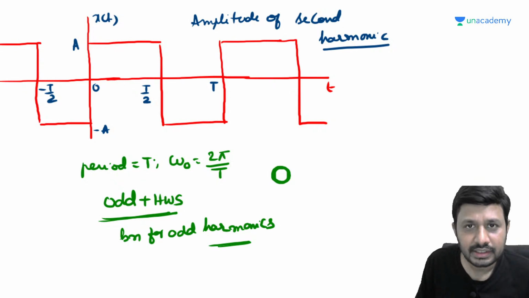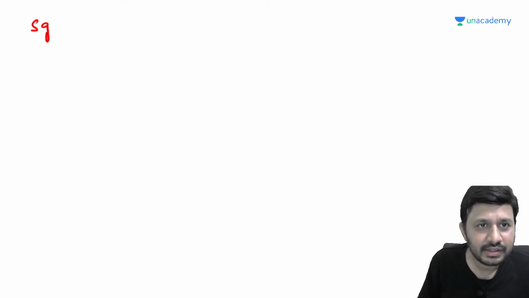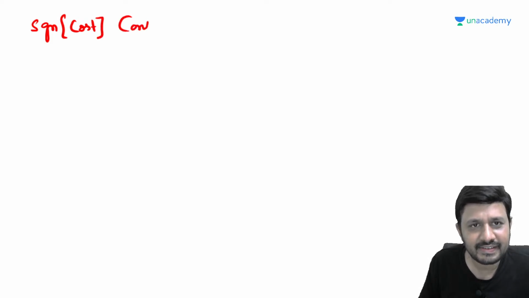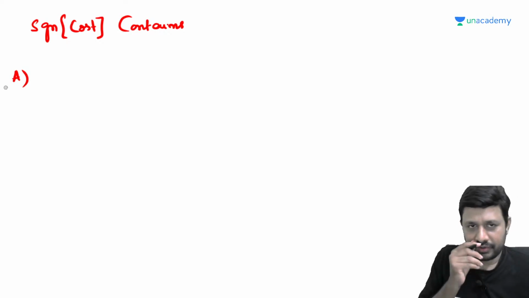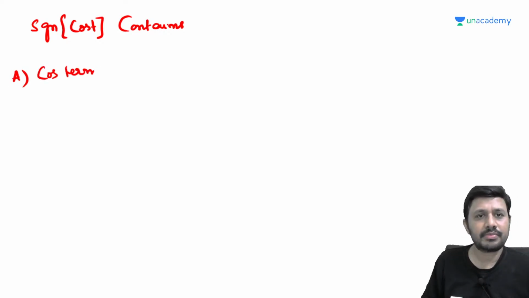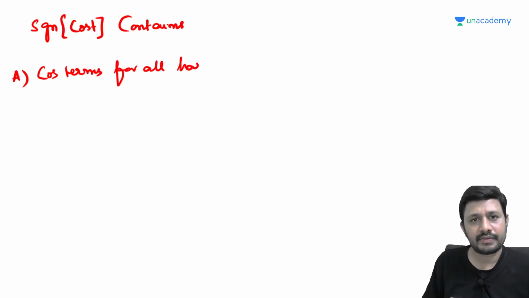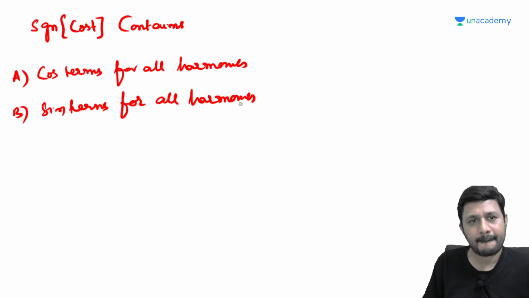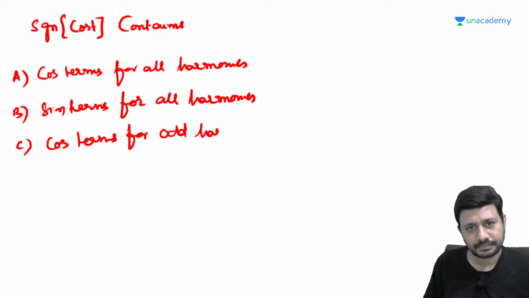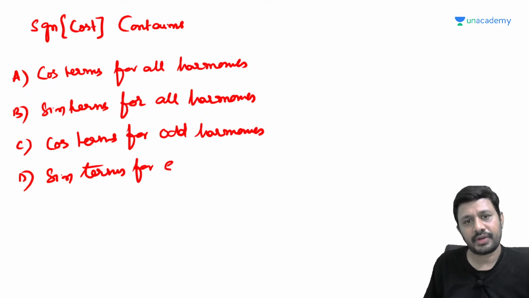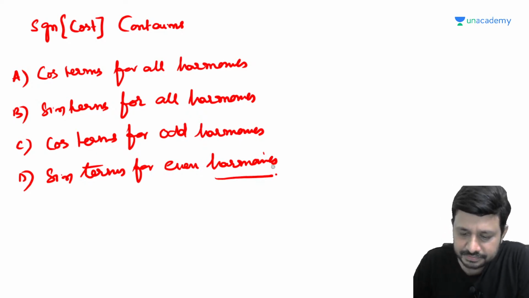Now you tell me for this next one. Now this is your range question. Signum of cos t contains: option A, cos terms for all harmonics; option B, sine terms for all harmonics; option C, cos terms for odd harmonics; option D, sine terms for even harmonics. Signum of cos t. A, B, C, D.